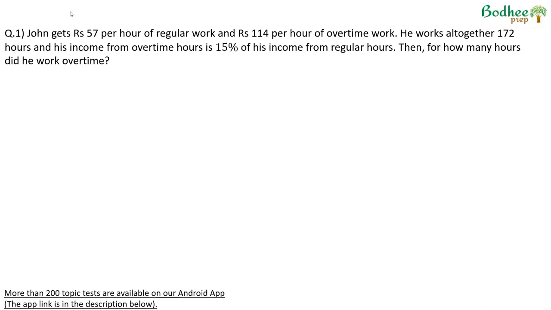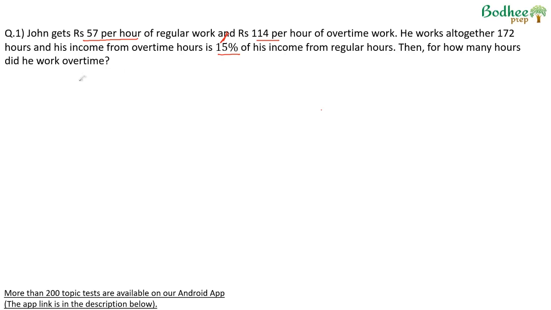If we look at the questions, the first one says John gets rupees 57 per hour of regular work and rupees 114, which is double of 57, per hour of overtime work. He works altogether 172 hours and his income from overtime work is 15% of his income from regular work. So we have to find out how many hours did he work overtime.